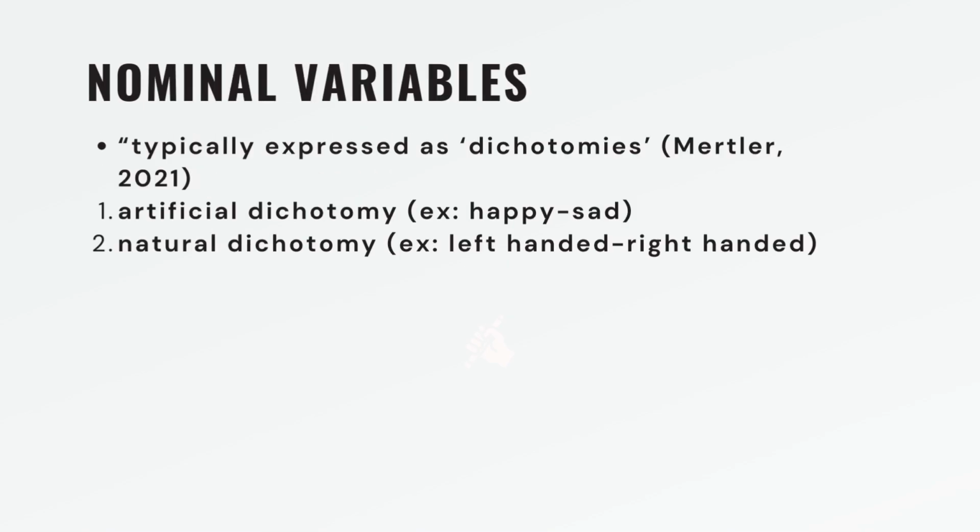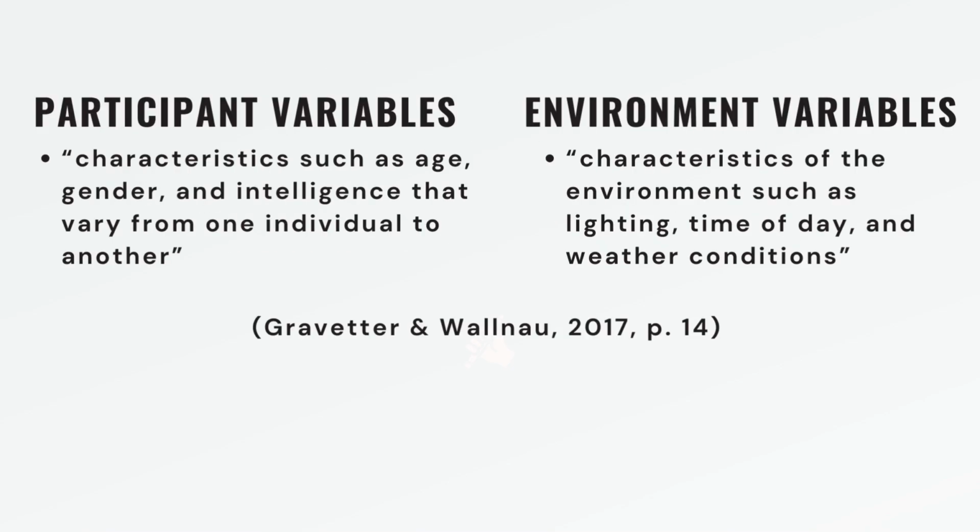Mertler reports that in many instances, nominal variables are typically expressed as dichotomies, either an artificial dichotomy, one to which participants are arbitrarily assigned, such as happy or sad, or a natural dichotomy, one that occurs naturally, such as left handed or right handed. We also have what we call participant and environment variables. According to Graziano and Raulin, participant variables are characteristics such as age, gender, and intelligence that vary from one individual to another, while environment variables are characteristics of the environment, such as lighting, time of day, and weather conditions.